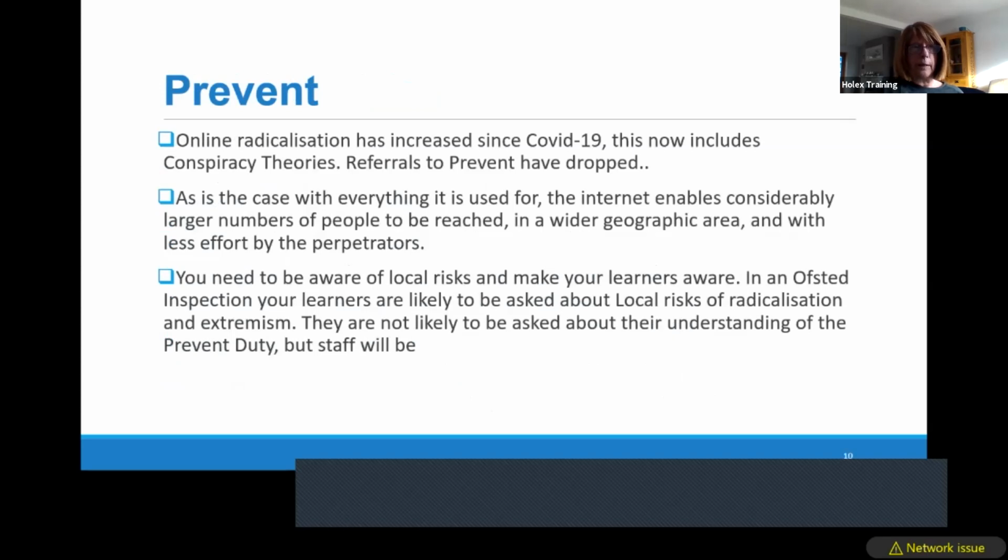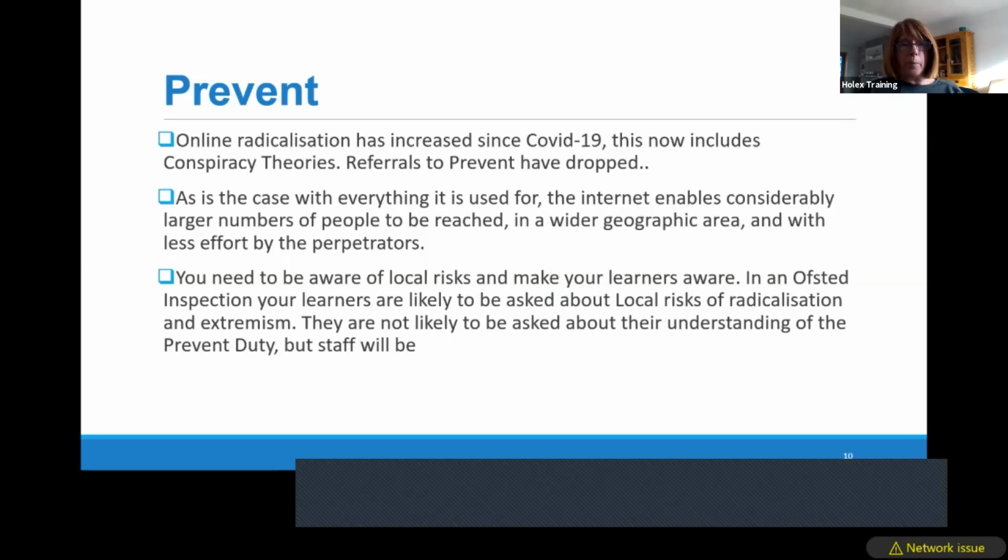So I had to include Prevent because we're told that online radicalisation has increased. This now includes conspiracy theories online, more use of online networking, and social media has a lot to do with this. But the referrals to Prevent have dropped. This is something that is worrying, and again, it's not easy to identify it.